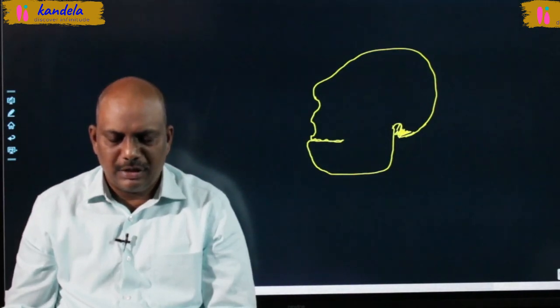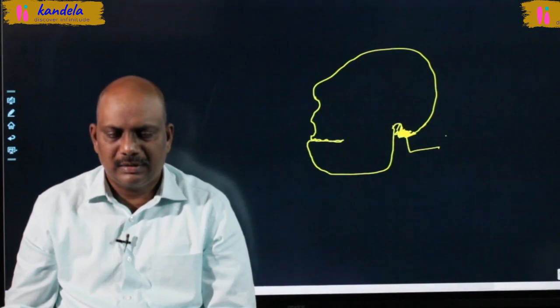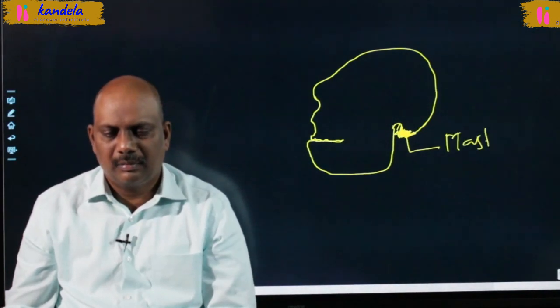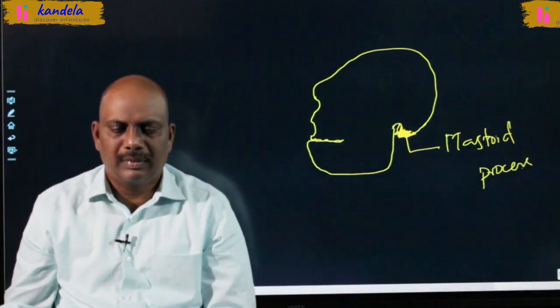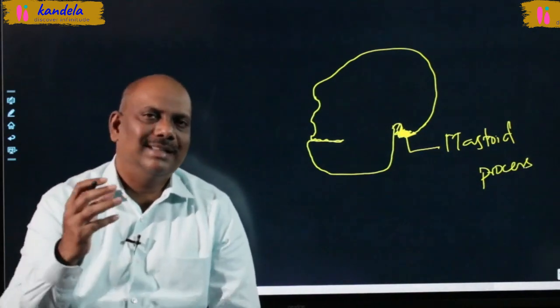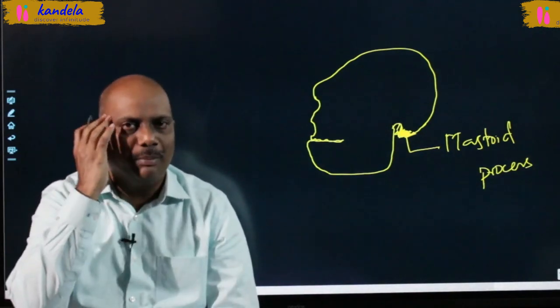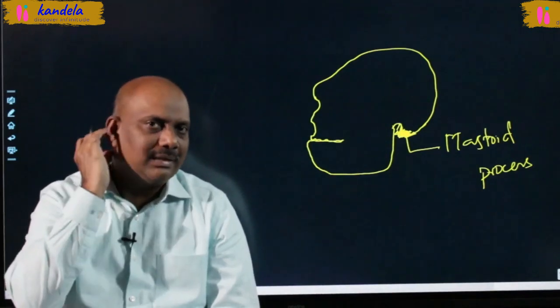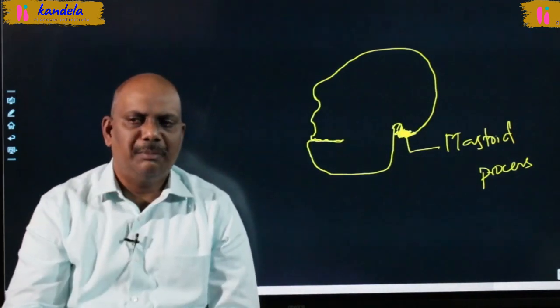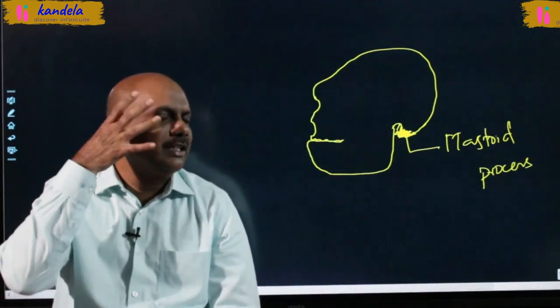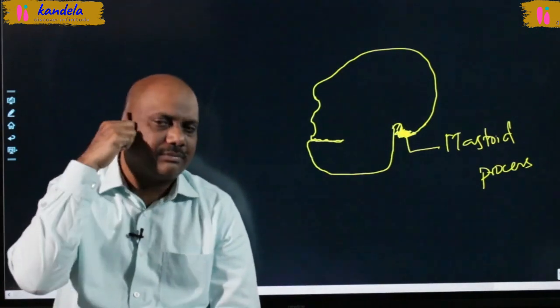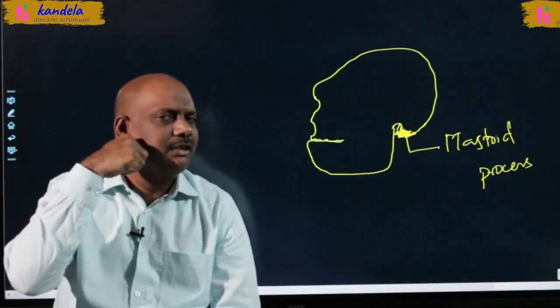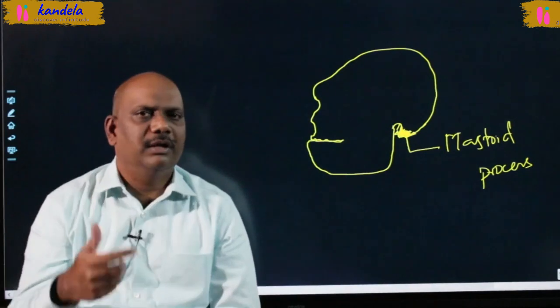This triangle shaped projection, right? This is the mastoid process. Mastoid region, right? That is a region in the temporal bone. This is a temporal region. This is a part. So this mastoid process, you can feel it here, just behind the ears. If you touch, you can feel one triangle shaped bone here.